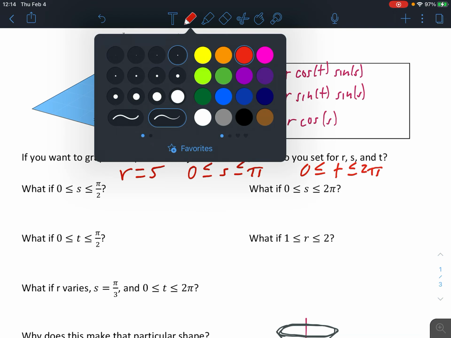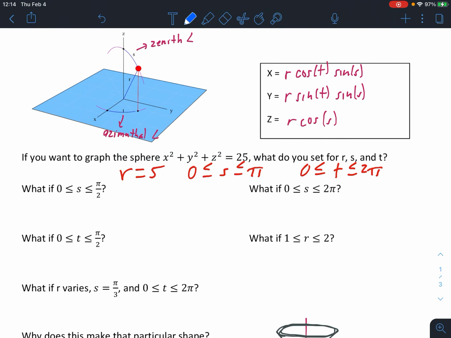So a couple questions about this here. What if we restrict s to 0 to pi over 2? Think about that. Remember, this is s right here. 0 to pi would be that, but if we just went 0 to pi over 2, that would just give us the top half of the sphere.